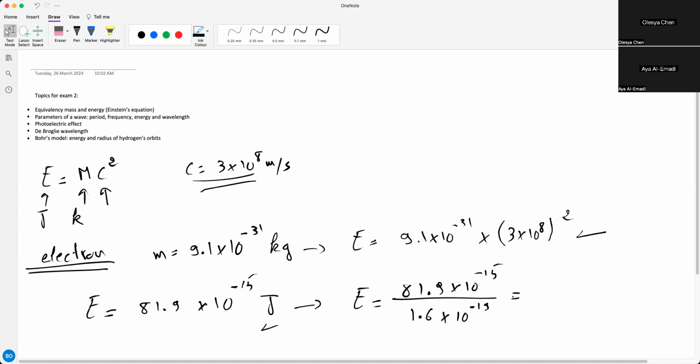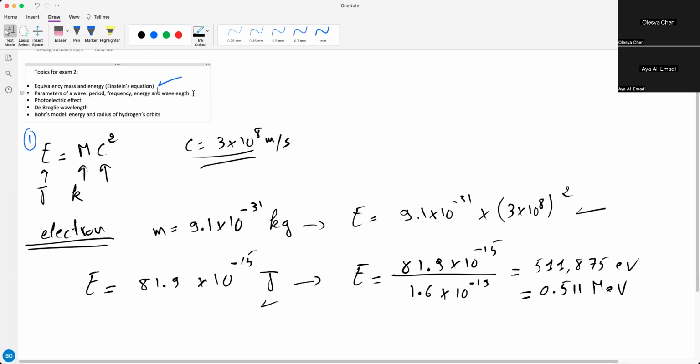And this will give you 511,000 electron volts, or you can also divide by 1 million, and then it will give you 0.511 mega electron volts. So this is just a review of the first topic, the equivalency of mass and energy. I will review one by one, and then I will solve the complete exam.